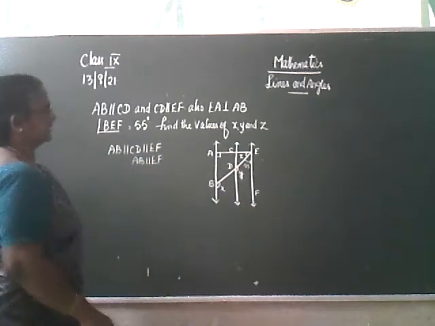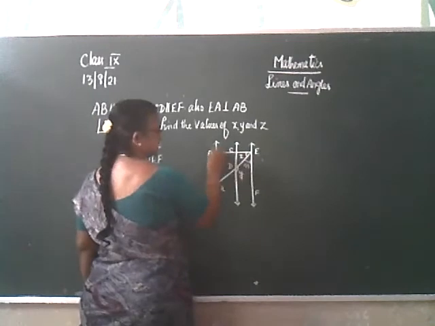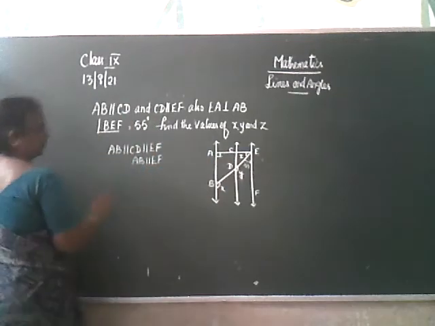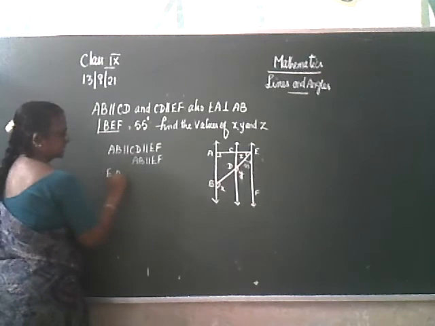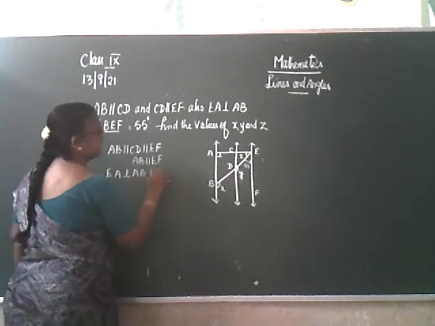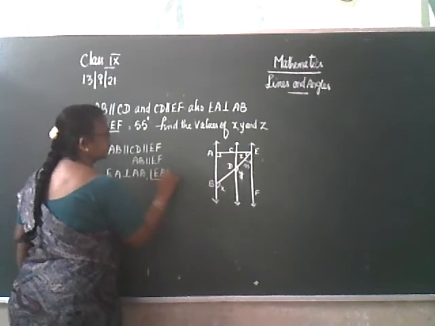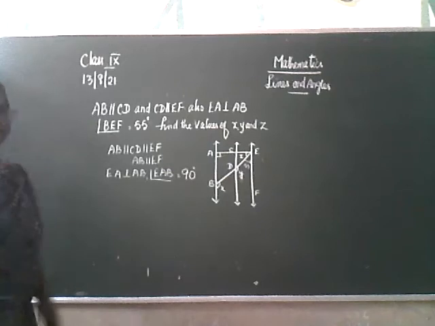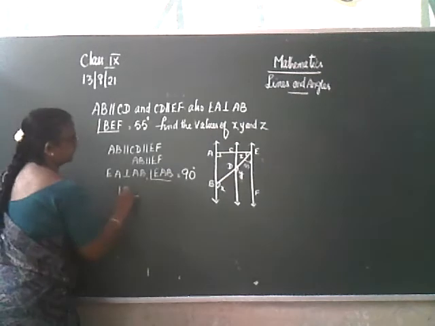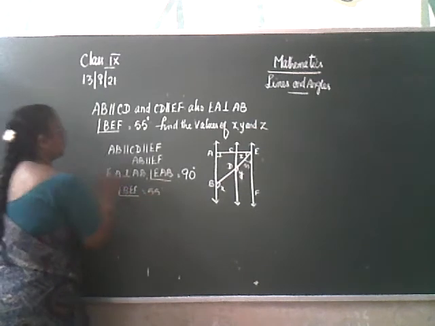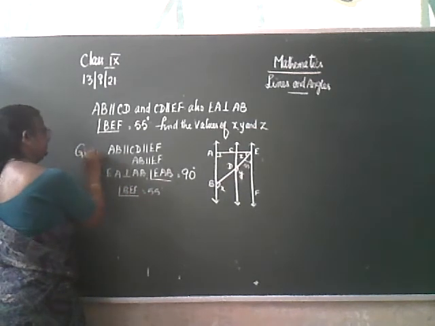And it is given EA is perpendicular to AB. So that means EA is perpendicular to AB, which means angle EAB is equal to 90 degree. Also given BEF is 55 degree. So these are given.